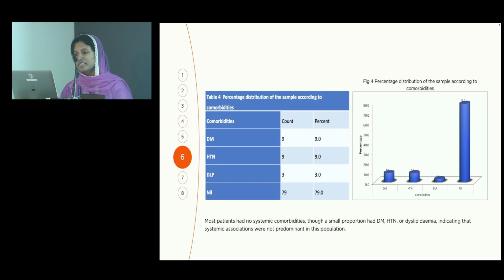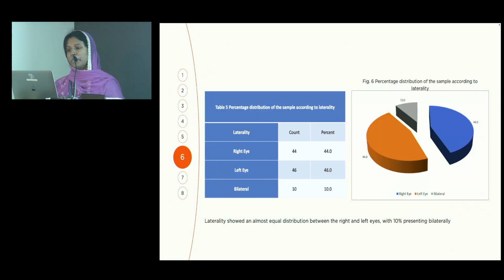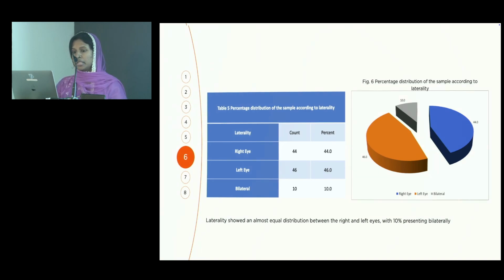This is the percentage distribution of the sample according to comorbidities. Most patients had no systemic comorbidities, though some proportion had diabetes, hypertension, and dyslipidemia, indicating that systemic associations were not predominant in this population. This is the percentage distribution of the sample according to laterality. Laterality showed an almost equal distribution between the right and left eye, but there is 10% presenting as bilateral.